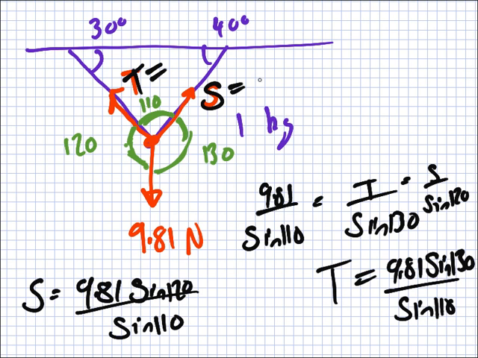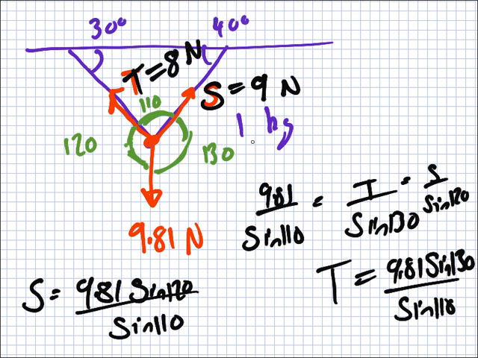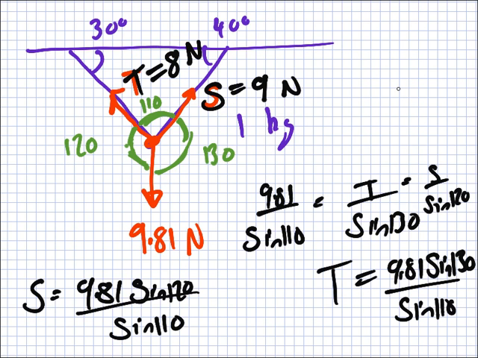S is 9. Okay, and the T? 7.99? 7.97. 99. So 8 then? Yeah. 8.0. So 9 and 8 newtons.